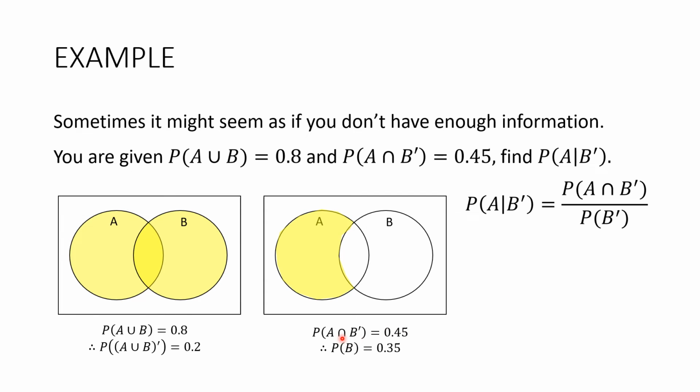Alright, what have we got? We have the numerator as 0.45. Probability that B doesn't occur is 1 take away the probability that it does. So 1 take 0.35 is 0.65. So that's 45 on 65. Divide top and bottom by 5, we get 9 on 13.